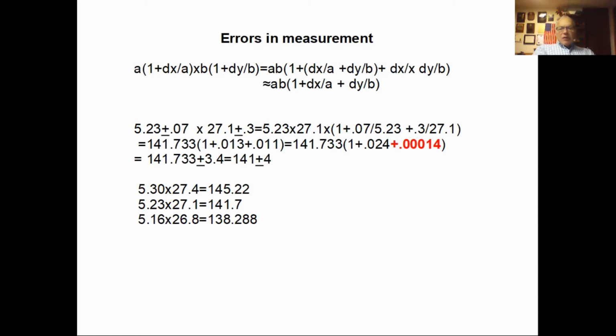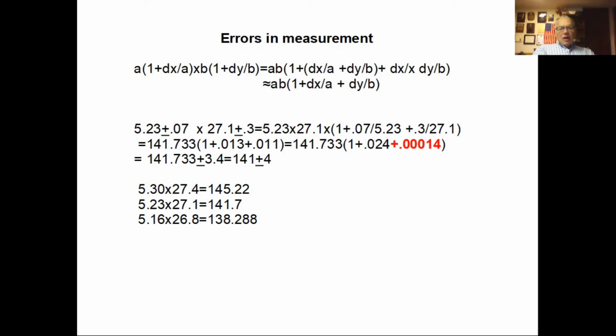We noticed that we approximated the error because as we went further out and did more of what was in the error, we would find that that's almost negligible. So now we find out that our answer is 141.733 plus or minus 3.4. Well, what we're really interested in is where that 3 is, because that's in the integer portion of the additions.